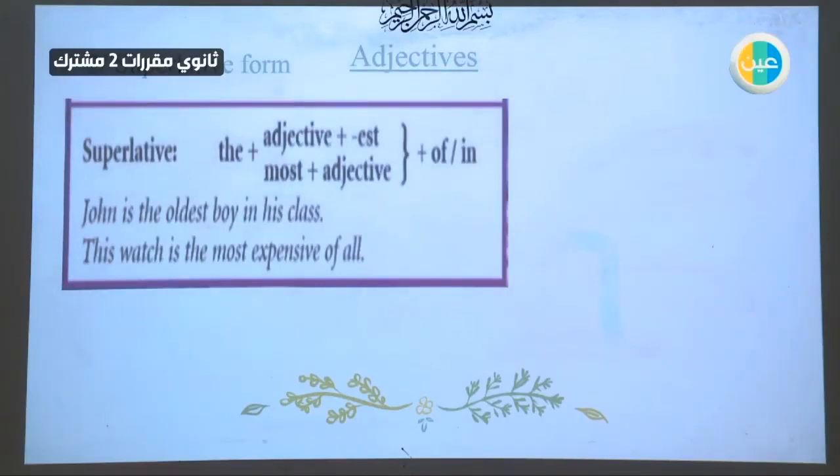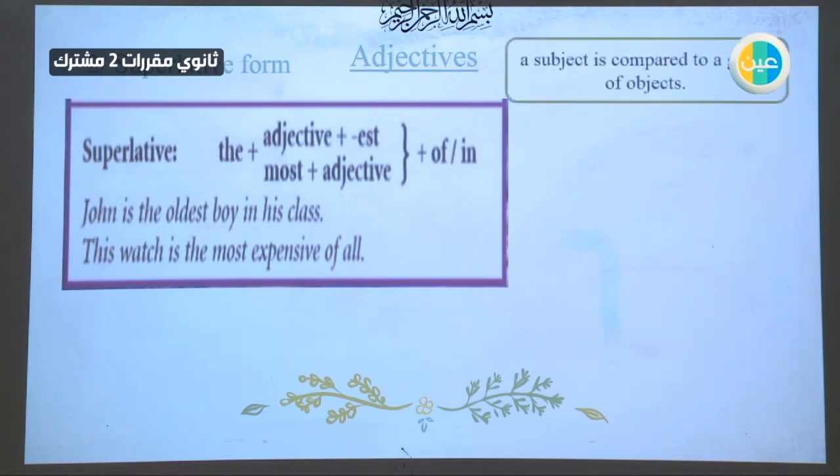Now, what if you have the superlative? The superlative form of adjectives means that you have a group of things, a group of nouns, and one of them is the highest or the extreme. You have the highest quality of the group. You want to say that that noun surpassed the other nouns. Again, when you compare, of course, one noun to a group of objects or a group of nouns, it's up to you.